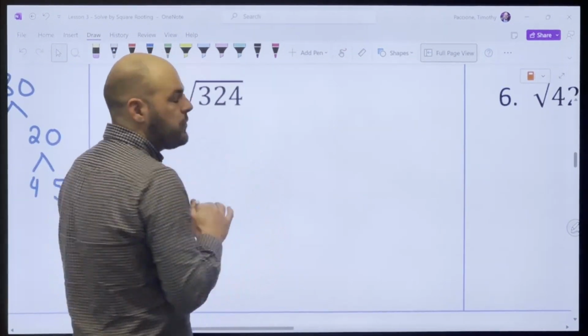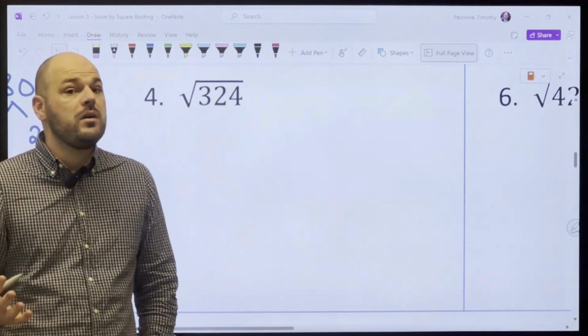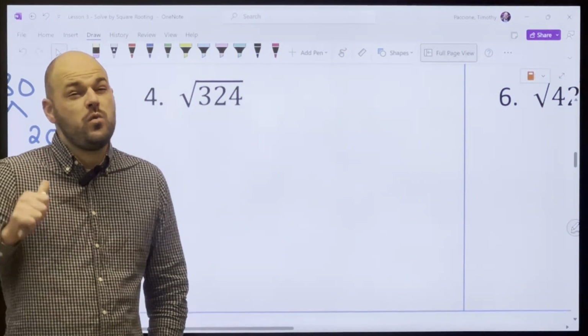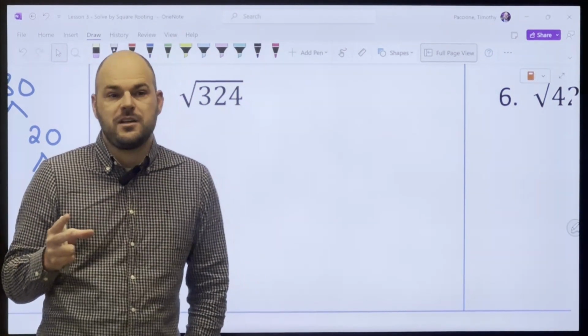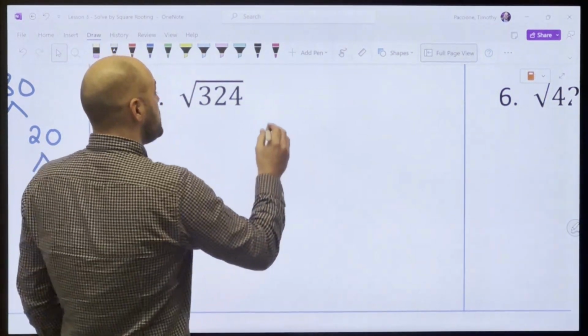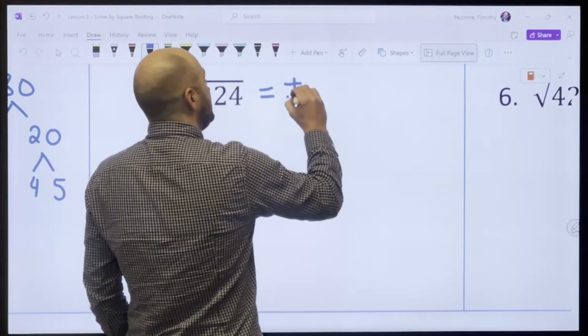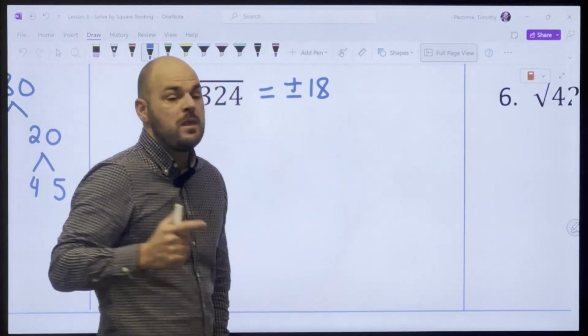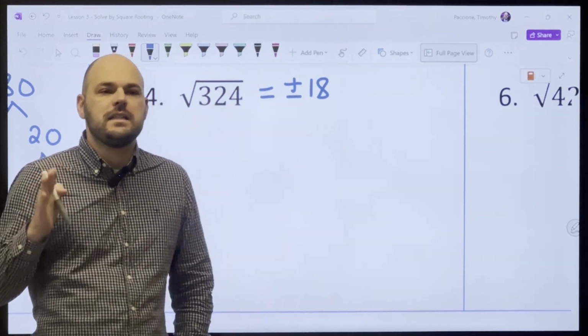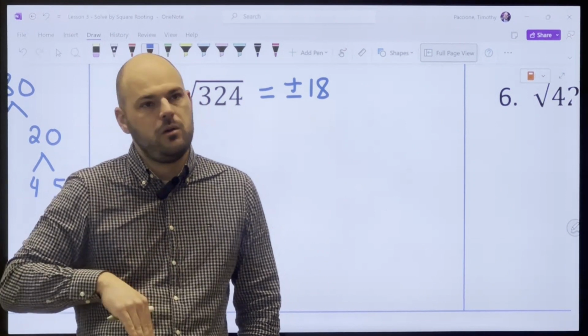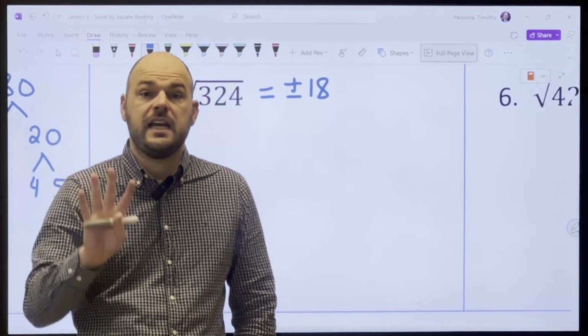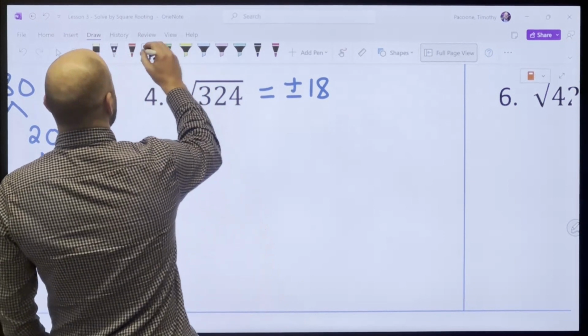So here we have 324. Big number. Now, maybe you are really good at your perfect squares, and you know this is actually a perfect square. And you just know that this is plus or minus 18, right? Then you're done. But this is why the method works, right? Because even if you don't know that perfect square, maybe you only know them up to 10, that's fine. Because the other method still works.